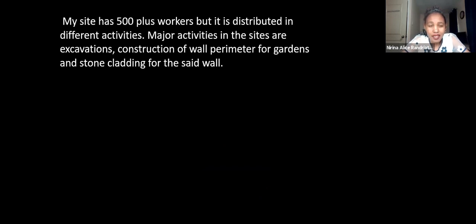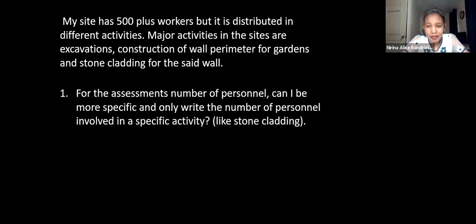Next, my site has 500 plus workers, but it is distributed in different activities. Major activities in the sites are excavations, construction of wall perimeter for gardens, and stone cladding for the said wall. First question for the assessment, number of personnel: can I be more specific and only write the number of personnel involved in a specific activity, like stone cladding? Okay, so if I understand, the organization is quite large, but the question here is, can I just focus on specific activity?